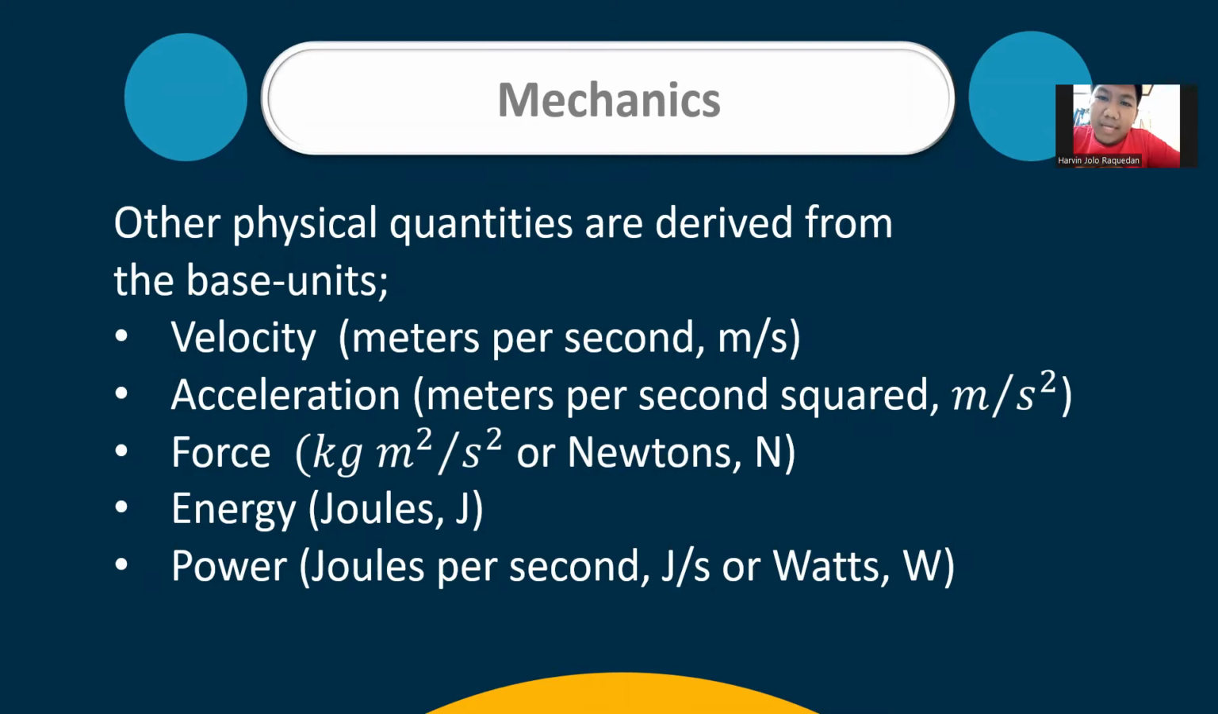Next is the energy, measured in joules, with a symbol of J. We also have power, which has a unit of joules per second. Joules per second is equivalent to watts, or capital letter W.